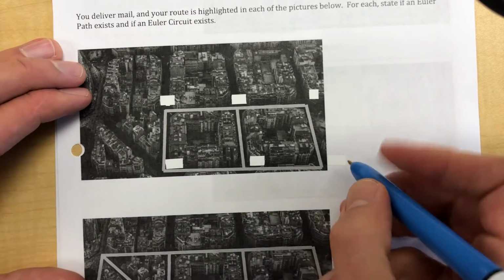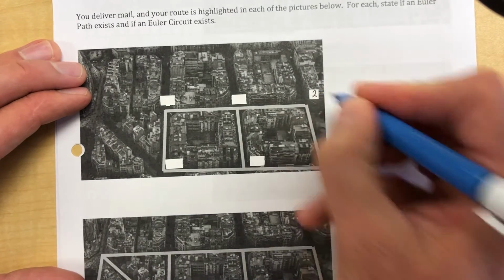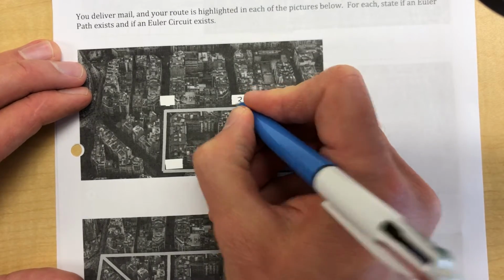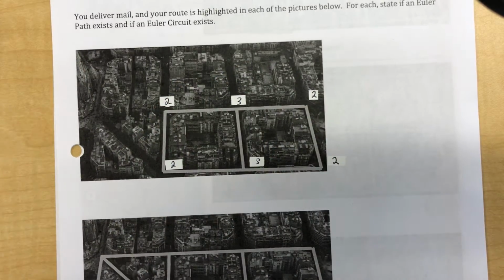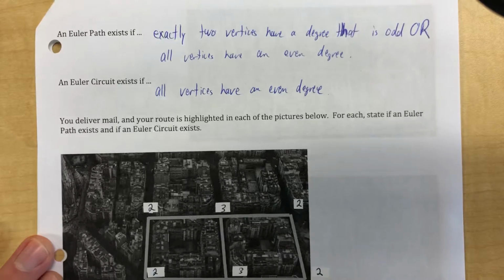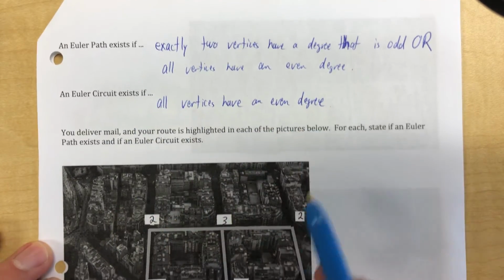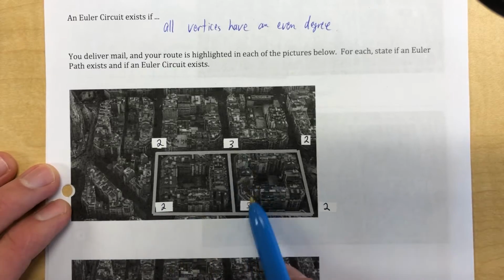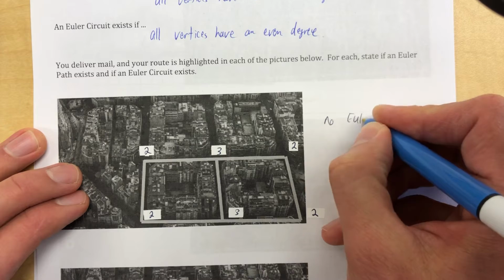So here goes. This vertex has a degree of 2. This vertex has a degree of 2. So coming out of here, there's 2. This one's 3, this one's 3, this one's 2, this one's 2. All right, I look at this, and I'm saying, well, does an Euler circuit exist? Well, no, I have some odd ones. So no Euler circuit.